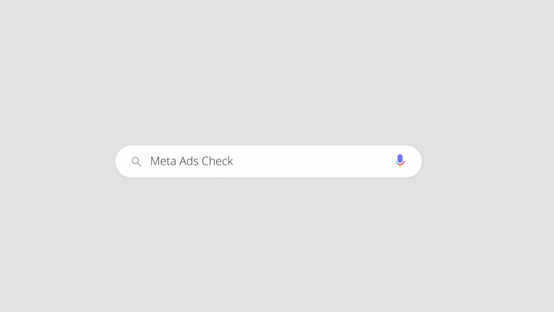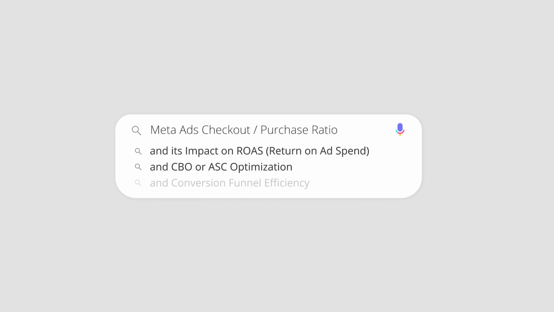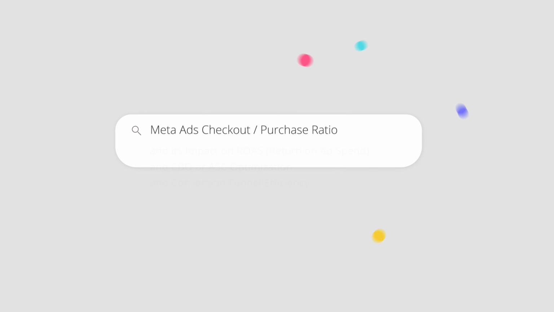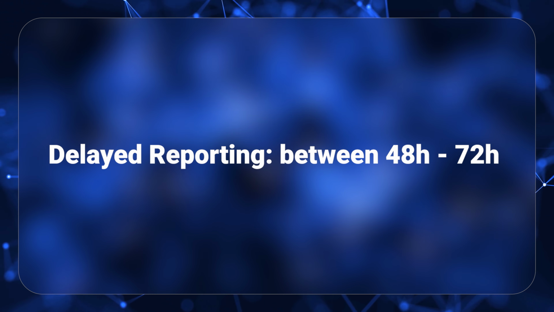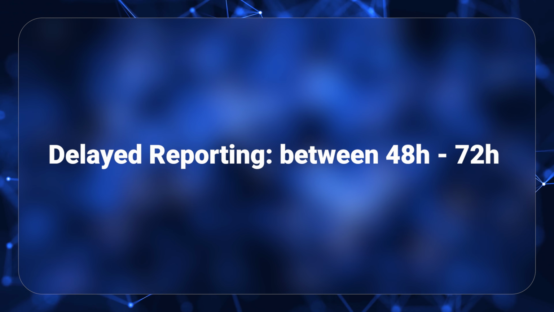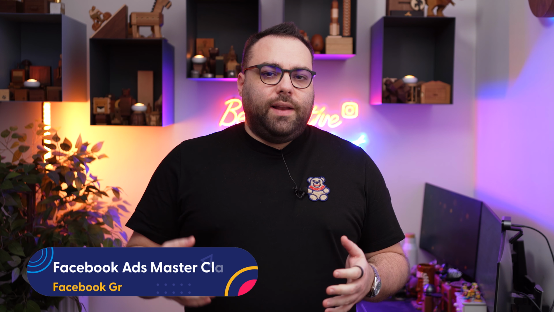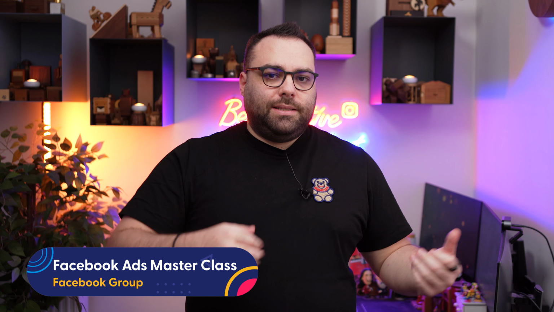Hello Facebook Ads people, I'm Konstantinos, and today we're going to discuss the ratio between checkouts and purchases and why you need to monitor it when you're optimizing your CBO or Advanced Plus campaigns. Because we have delayed reporting on the ad accounts, up to 72 hours or 48 hours in some countries, you need to be a little bit more flexible in the first days of your optimization.